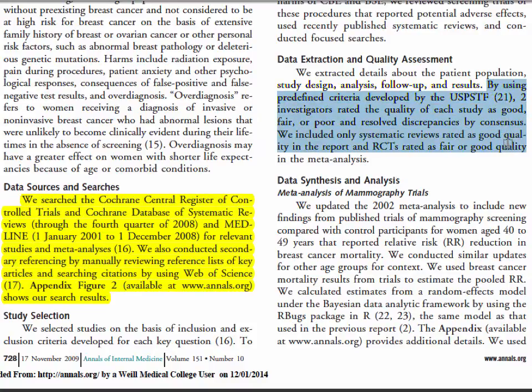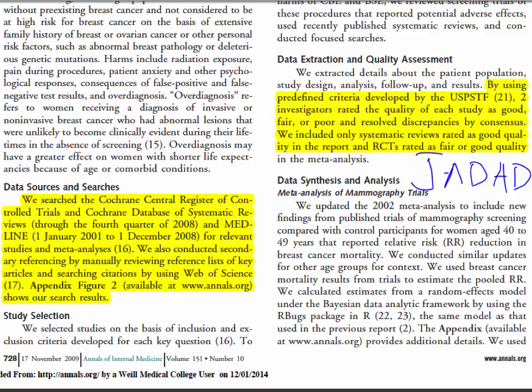In this article, the authors described a predefined criteria developed by the U.S. Preventative Task Force to rate the quality of each study as good, fair, or poor, and they resolved discrepancies between 2 reviewers by using a third reviewer. They only considered articles that were rated fair or good quality in this meta-analysis. Another term that you might hear is something called the JADAD score, which is another system for scoring the quality of articles included in systematic reviews.